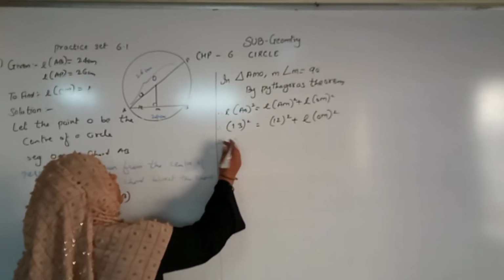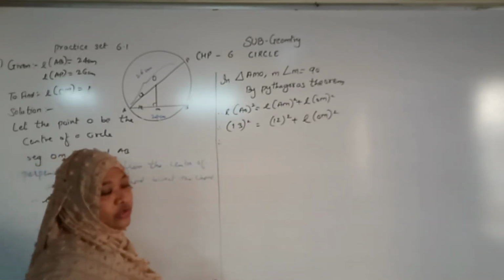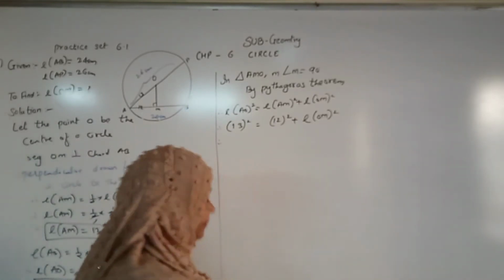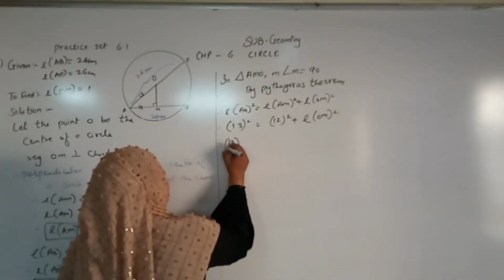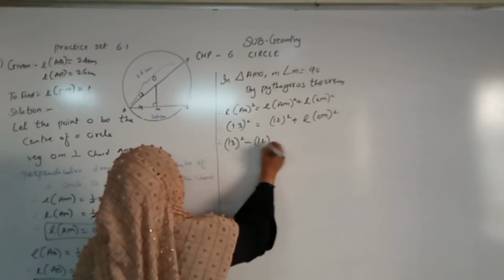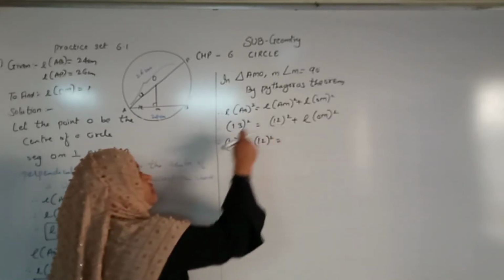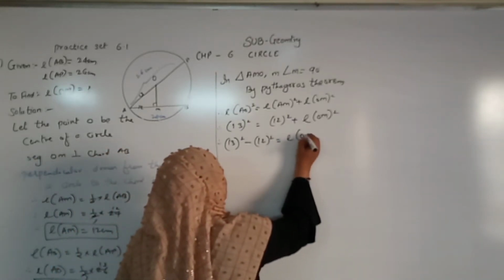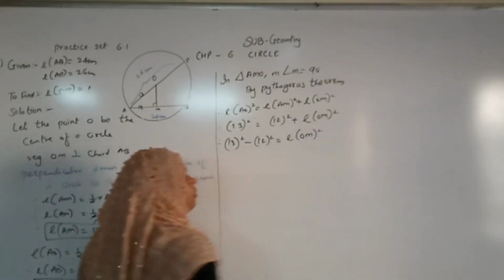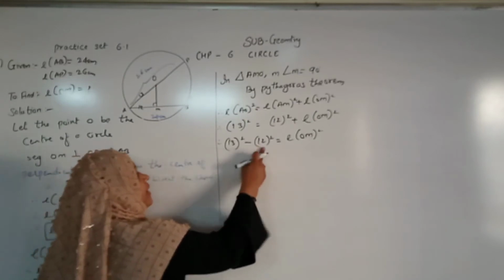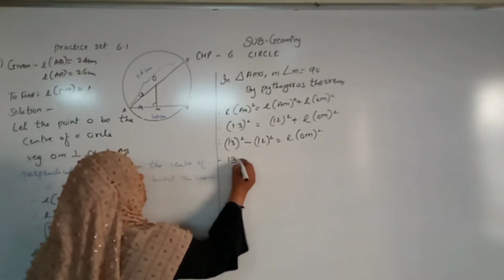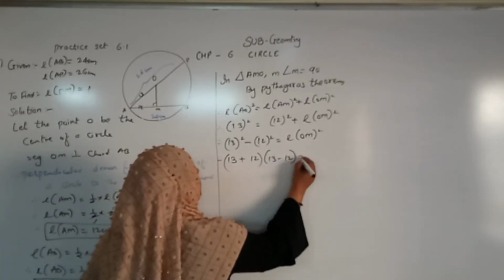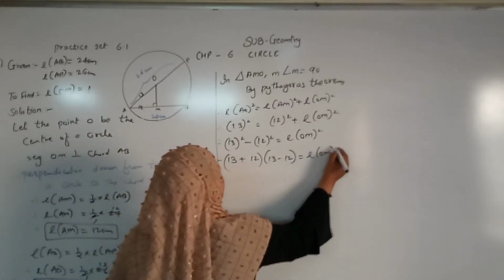You can open the squares, or you can use the a squared minus b squared formula. Now I will take 13 squared minus 12 squared. I have taken the plus 12 squared to the left hand side with a minus sign, which equals the length of OM squared. For a squared minus b squared, you go like this: 13 plus 12 times 13 minus 12 equals the length of OM squared.